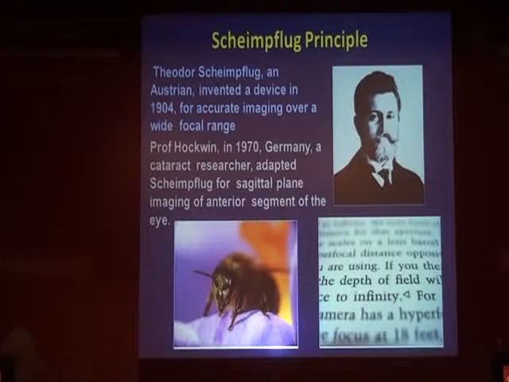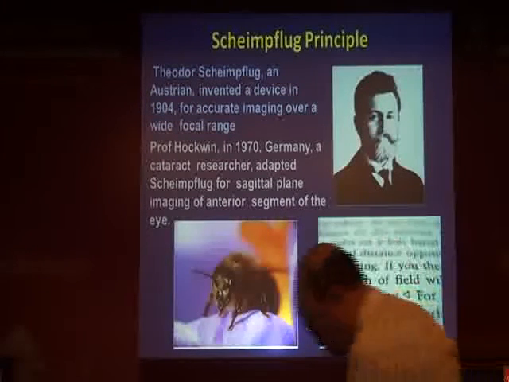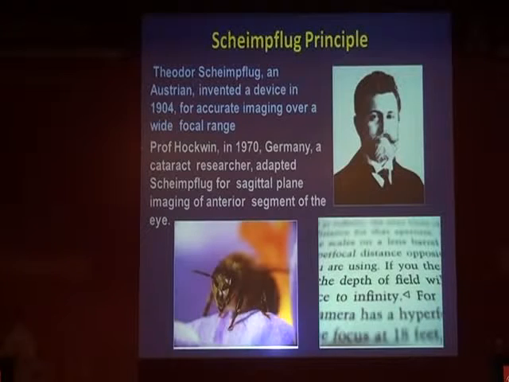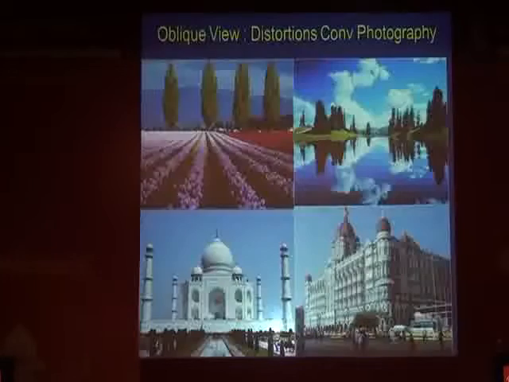We have another area, Scheimpflug principle, which will take care of some of these disadvantages. This principle was given by Theodor Scheimpflug. He's an Austrian who invented the device to give us accurate photographs over a wide range. Basically, we can see that if the object is obliquely placed, the photograph may not be perfect. Professor Hockwin used this principle to give us imaging of the anterior segment.